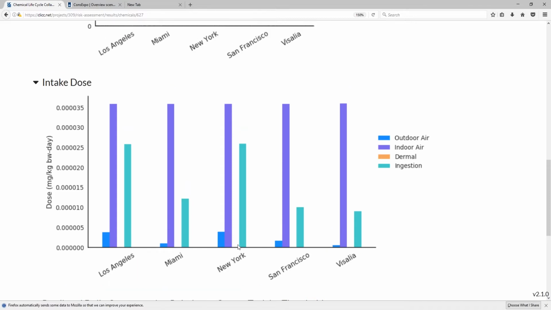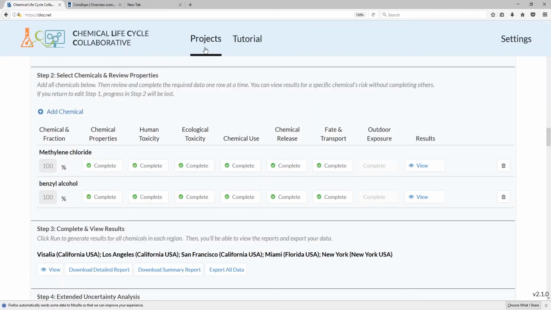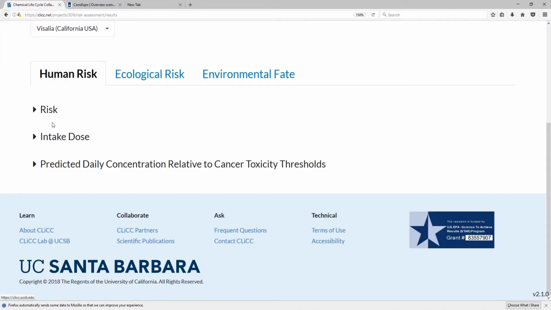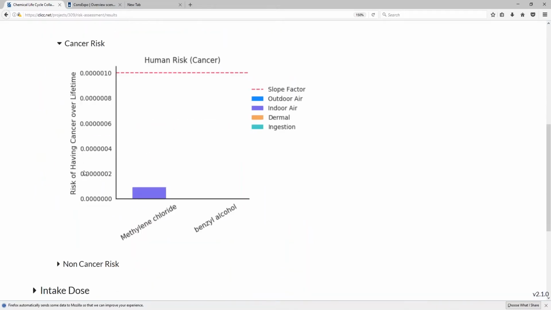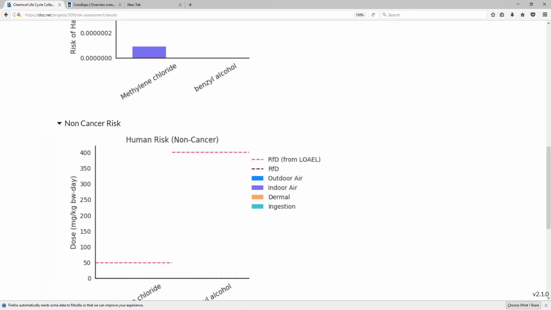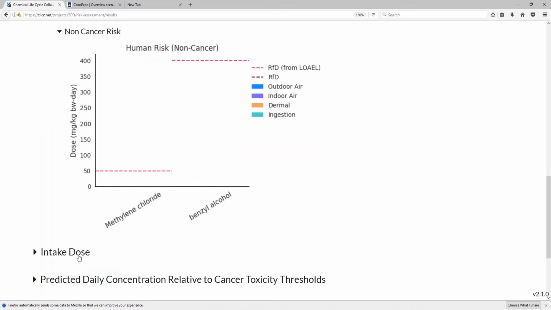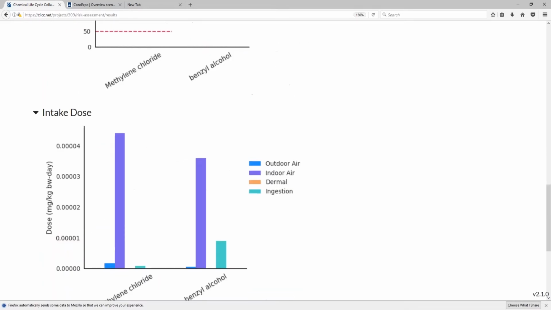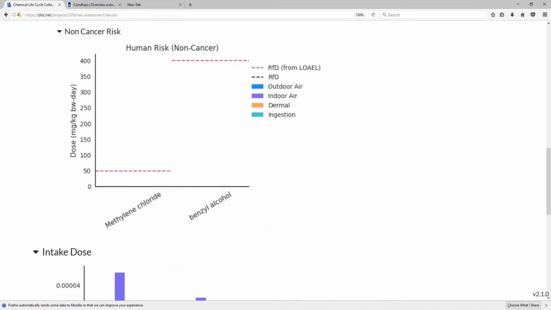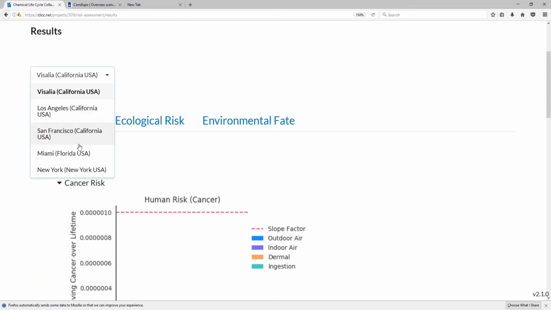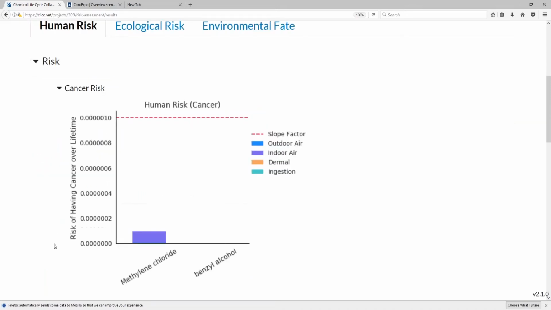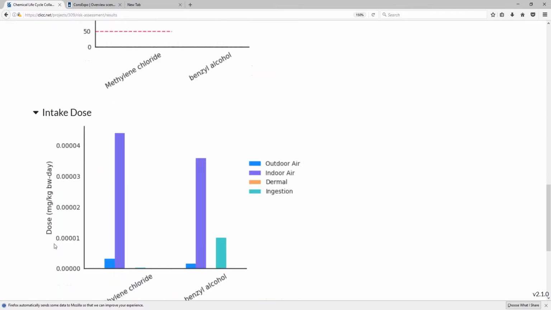And we can then do the comparative analysis, looking at the two. This would give you the comparative cancer risk. And again, it's not only going to show a risk for the one where we do have a slope factor, so it shows that, and then a non-cancer risk. They're both below, but you see the difference in thresholds is quite significant. The intake doses gives you the intake doses. Right now, if we scroll up again, it's for the particular region. This is for Visalia, so we can put San Francisco, for example. It will show us that information for that region.